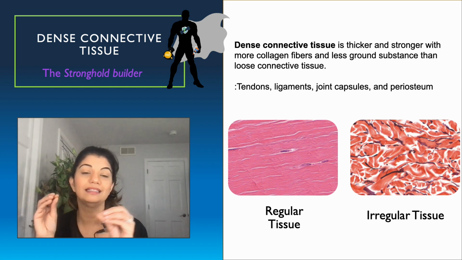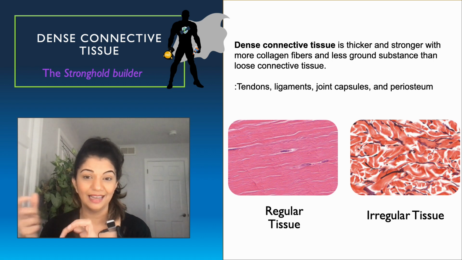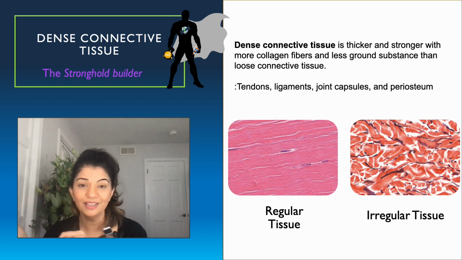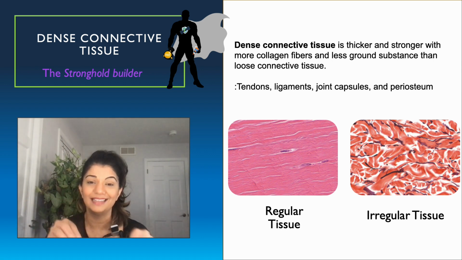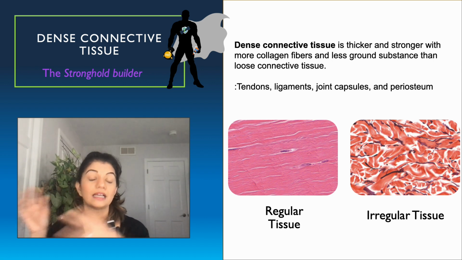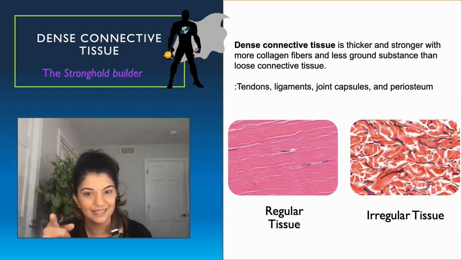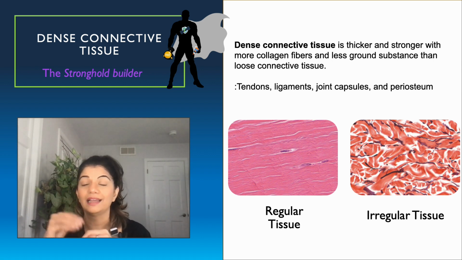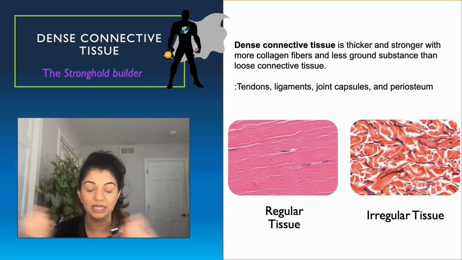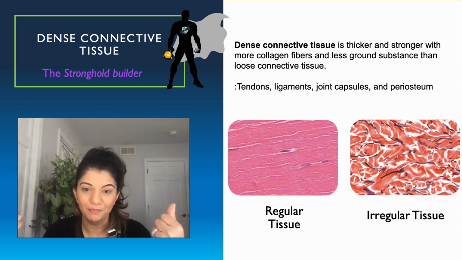Now, just like dense regular has an option of adding elastin, so does dense irregular. So let's talk about dense irregular elastic tissue. What this does is it combines multi-directional strength with elasticity, right? So think of it like Lycra, that stretchy sort of fabric. It's still fabric, it's strong, but it's got this stretchy component.